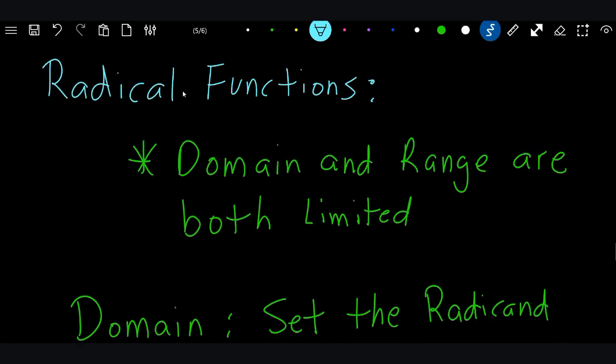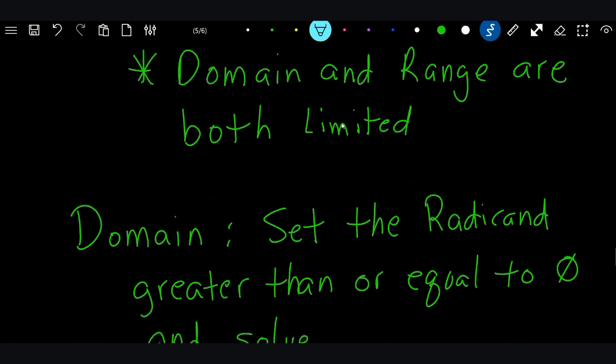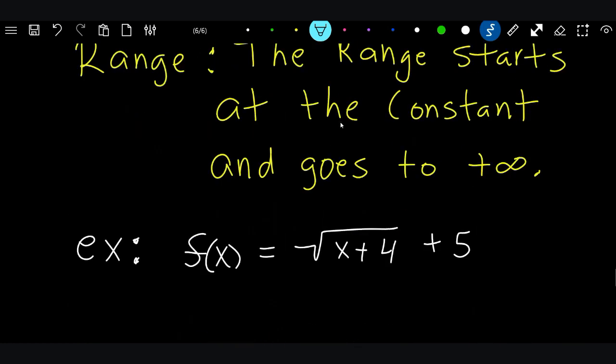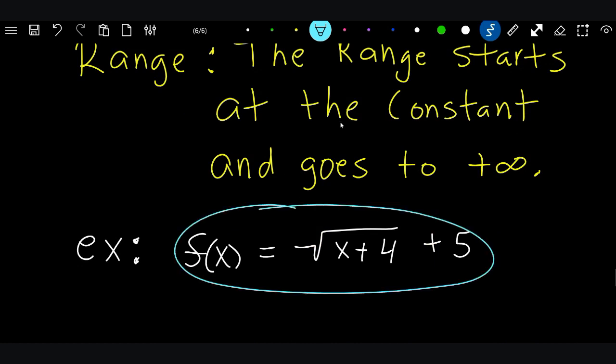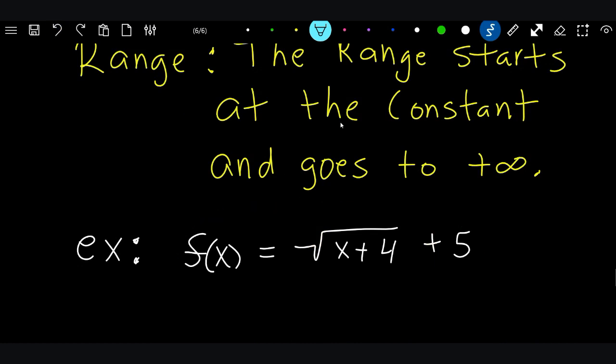Okay, the last one is on page number 183. This is the radical functions. The radical functions. What about when we get something that looks like this right here? Here's an example of a radical function. The function of x equals the square root of x plus 4, plus 5. Okay. This is a radical function. Why? Because there's a radical. That's what makes it a radical function.